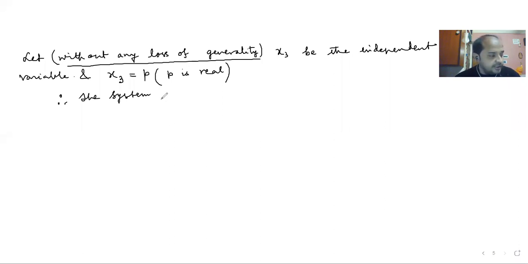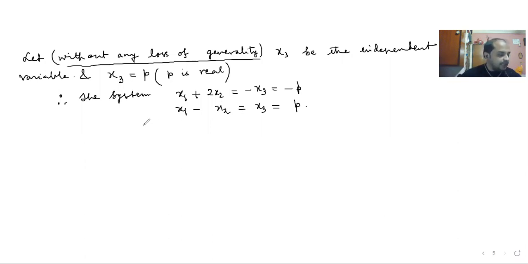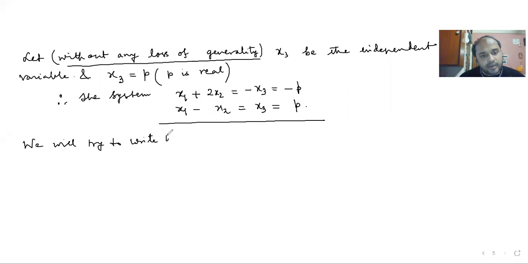You can do it. So the system now becomes x1 plus 2x2 equals minus x3, which is minus p, and x1 minus x2 equals x3, which is equal to p. Now that we have got this particular system, we will try to write its augmented form, the augmented matrix.